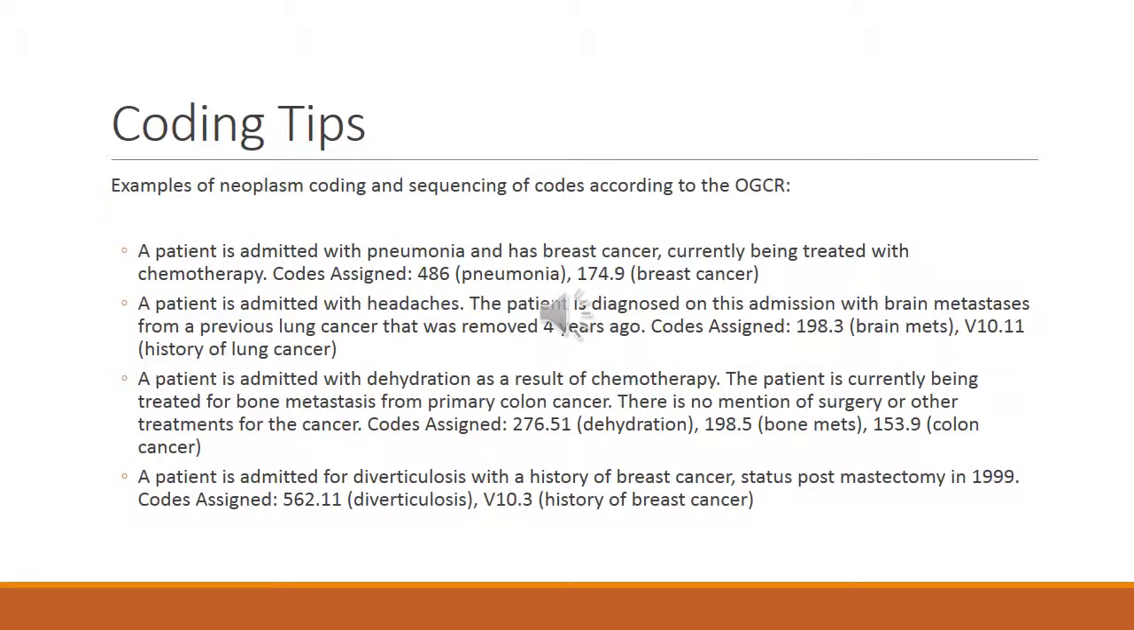And finally, we have some examples of neoplasm coding and sequencing of codes according to the OCG. Our first one, a patient is admitted with pneumonia and has breast cancer, currently being treated with chemotherapy. Codes assigned are 486 for pneumonia and 174.9 for breast cancer.